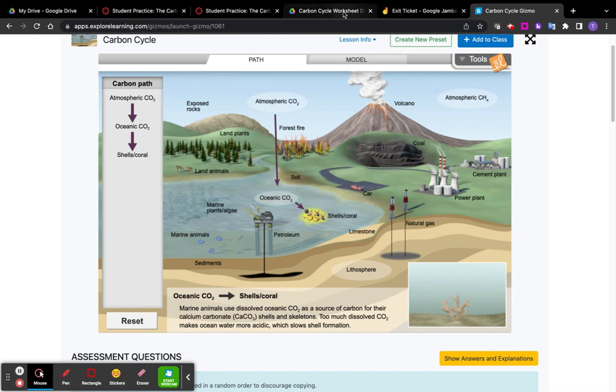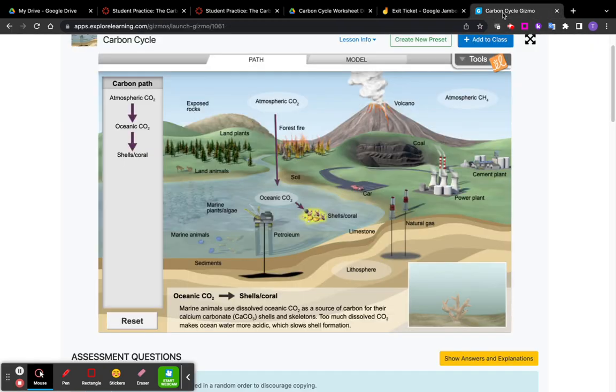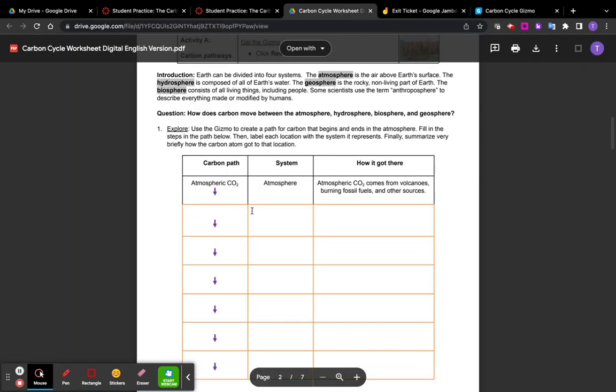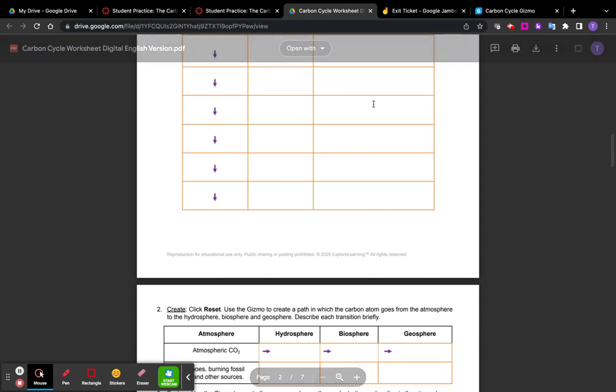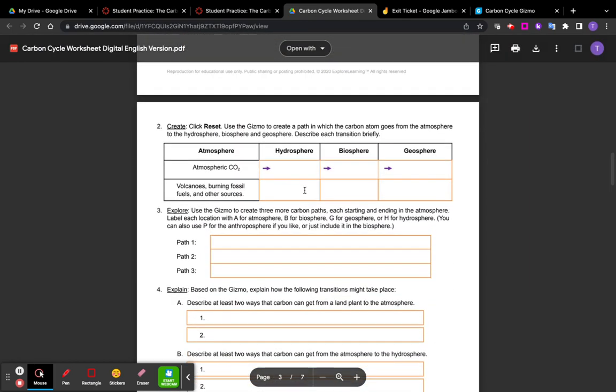So you're going to continue by writing down where it went, where to go in the path. You write shells and corals. If you write shells and corals here, you figure out which sphere it's in. That'd be the biosphere, it's a living thing. And you tell me how it got there. All right, and you're going to complete that. Now for the rest of this, it follows the same sort of path.